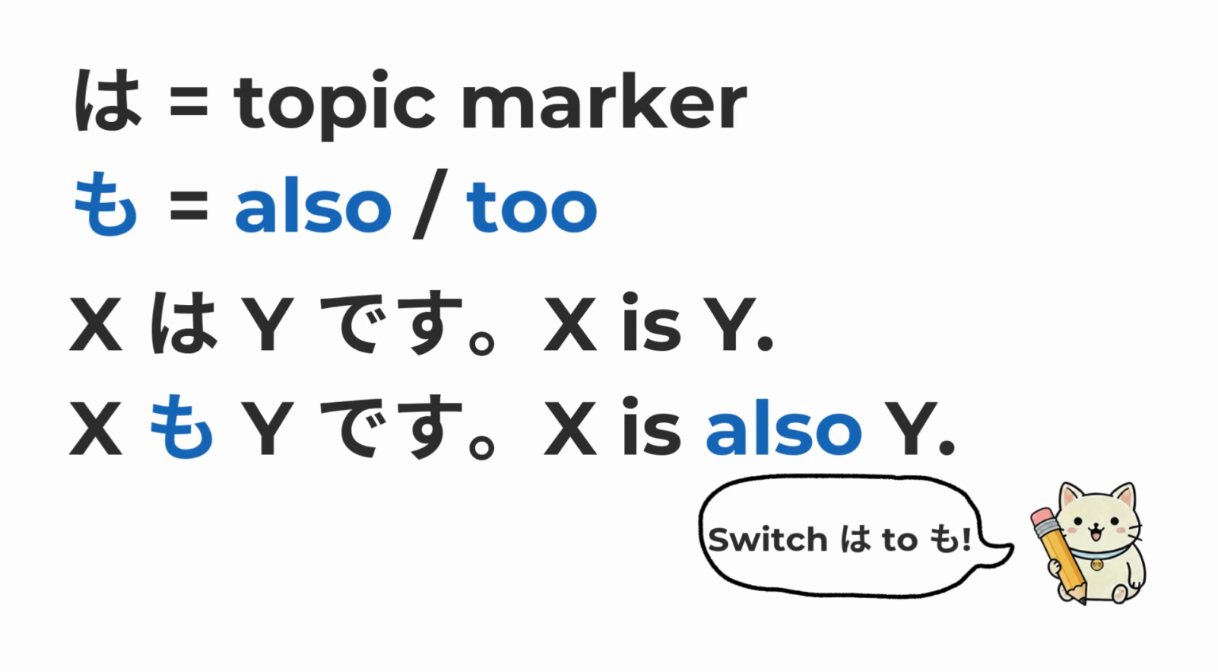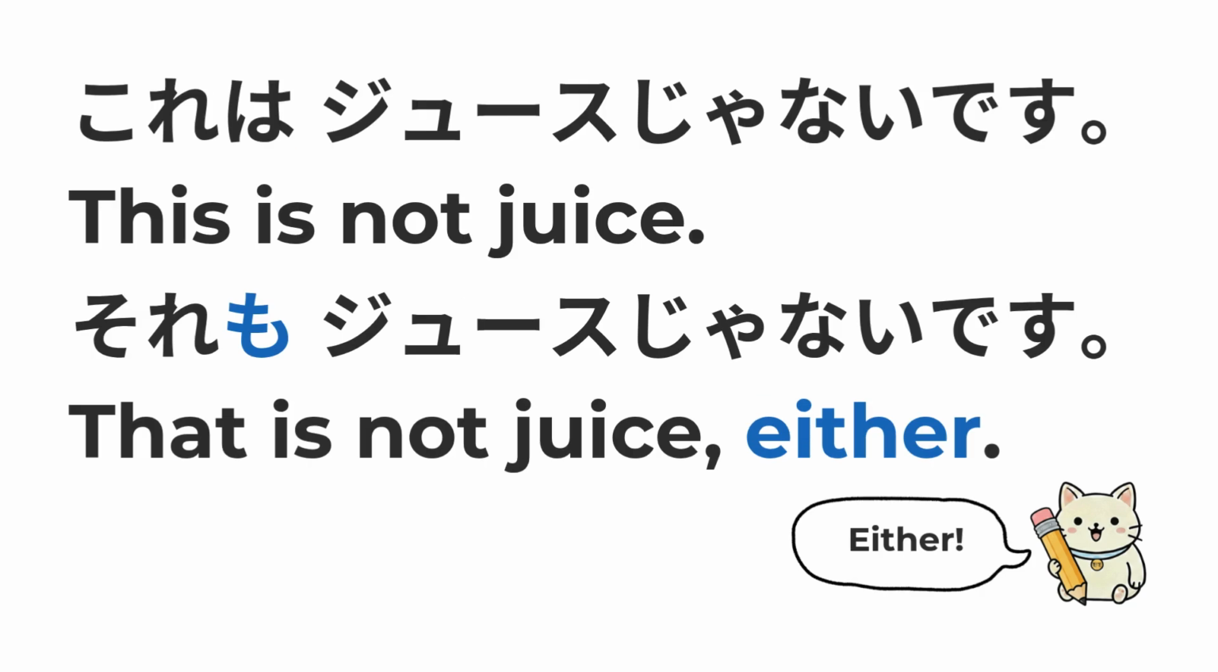Let's compare ha and mo. Ha marks the topic of the sentence. Mo means also or too and replaces ha directly. Mo also works with negative sentences. これはジュースじゃないです。 This is not juice. それもジュースじゃないです。 That is not juice either. In negative sentences, mo means either.